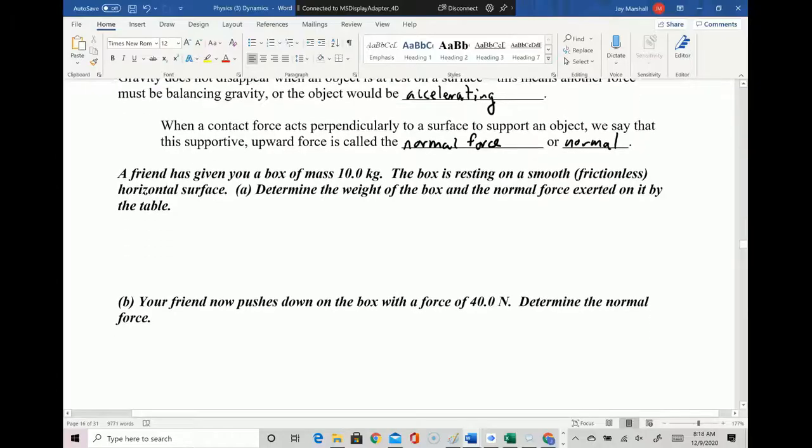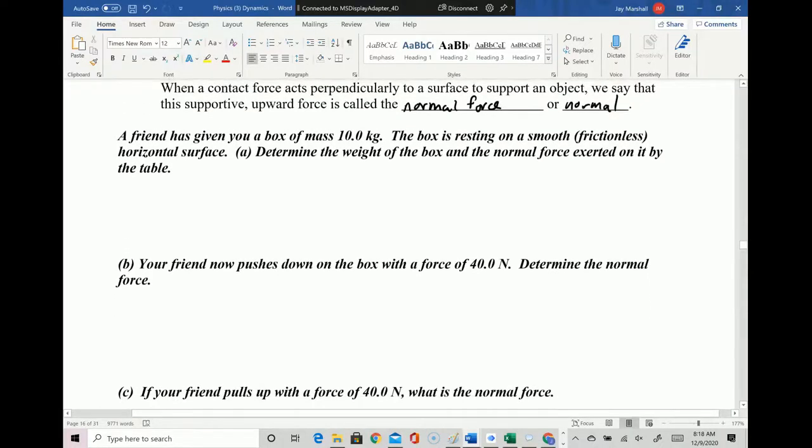So, we have a problem here. A friend has given you a box of mass 10 kilograms. The box is resting on a smooth horizontal surface. Anytime you hear me say that something is on a smooth surface, that's code for frictionless. Determine the weight of the box and the normal force exerted on it by the table.